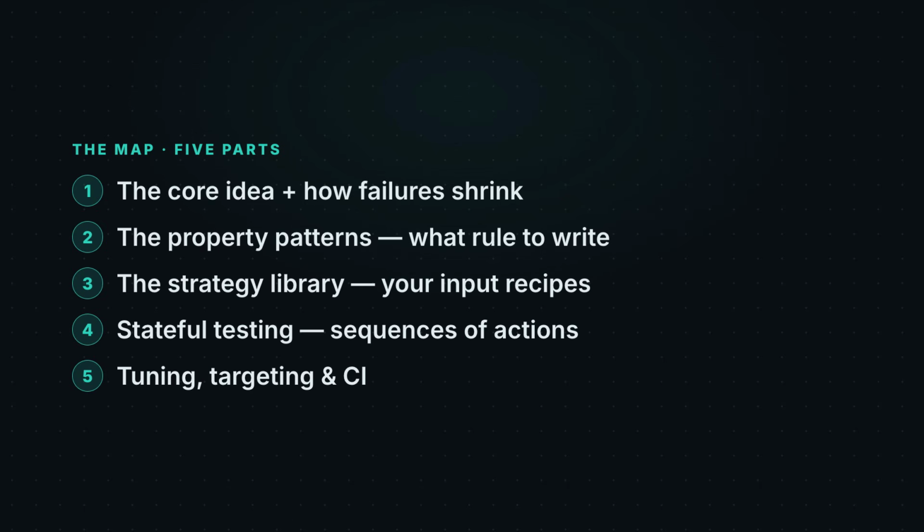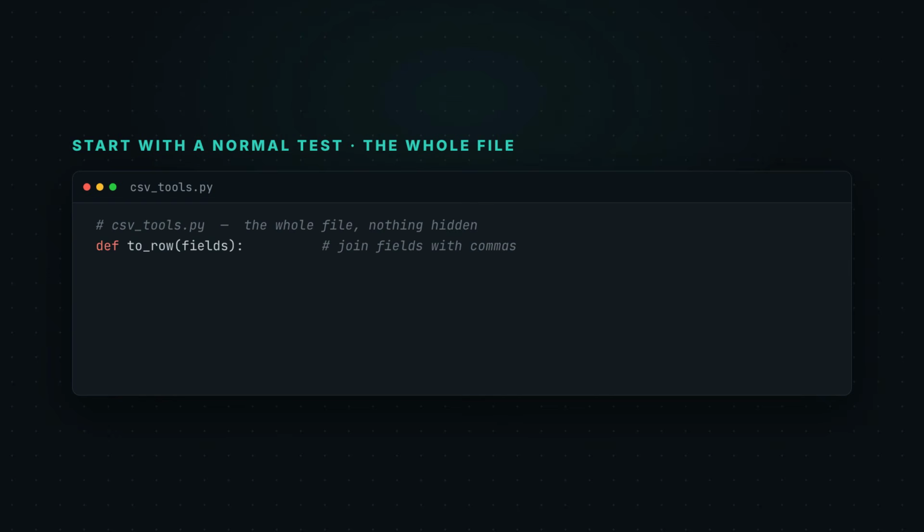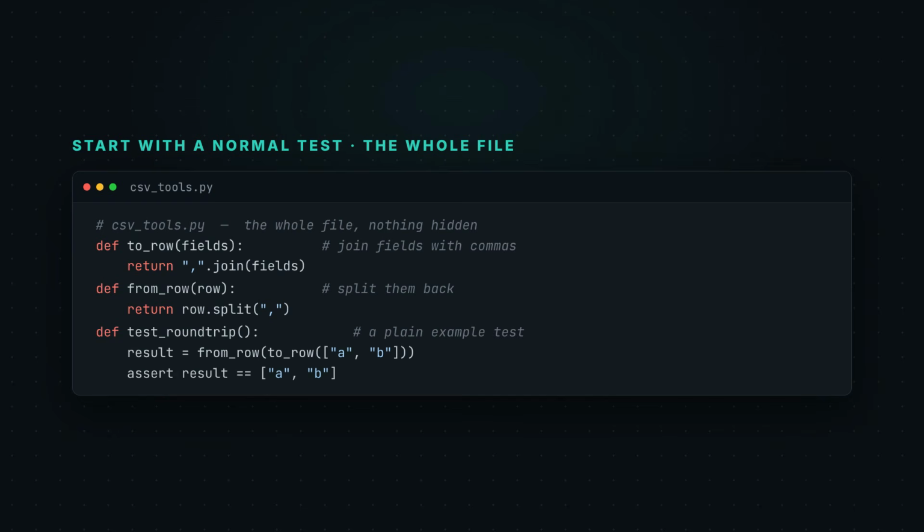Let's build it up. Let's write a real complete test. Nothing hidden, this is the entire file. 2 functions: to_row joins a list of fields into one line, with commas, and from_row splits that line back into fields. And then a normal test. Take A and B, send them on the round trip, join and split, and check we get A and B back. This is exactly the kind of test you've written before. You picked the input, A and B, and you checked the output.